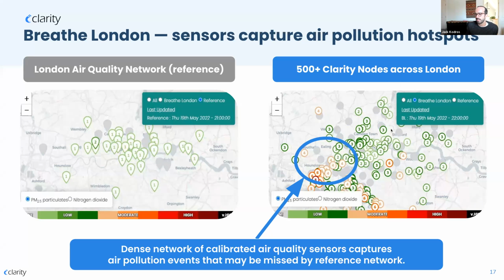On the right-hand side is the reference network supplemented by Clarity nodes, by over 500 sensors. And this is a network referred to as Breathe London. And with this extra information, we can start to see local air pollution events, and the colors are similar to the air quality index, that are occurring in this one neighborhood that's not being captured by the regulatory instruments.